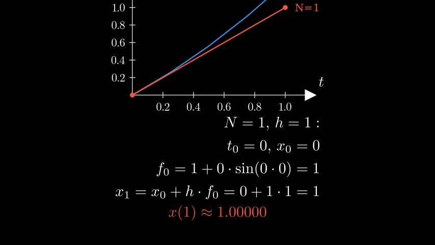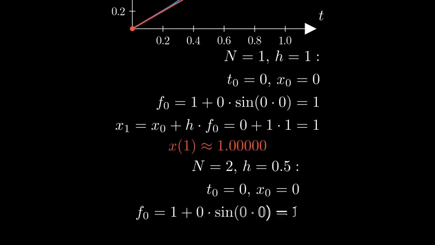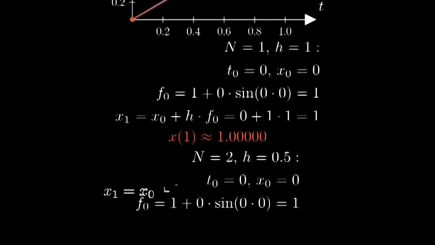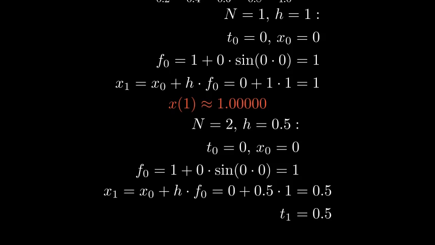Next, let's try n equals 2, which means two steps of size h equals 0.5 each. Again, we start at t0 equals 0 and x0 equals 0. The derivative f0 is still 1. For the first step, we calculate x1 as x0 plus h times f0, which gives us 0 plus 0.5 times 1, which equals 0.5. So at t1 equals 0.5, we have x1 equals 0.5.